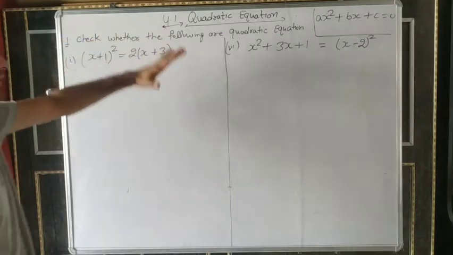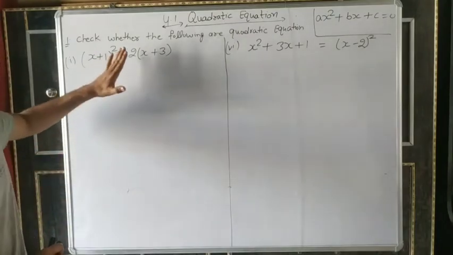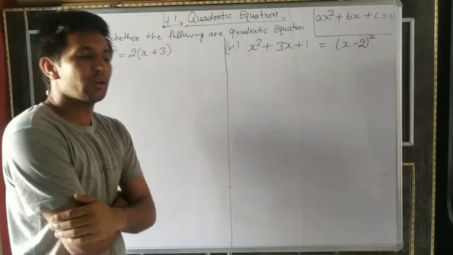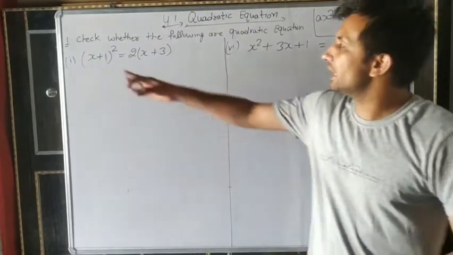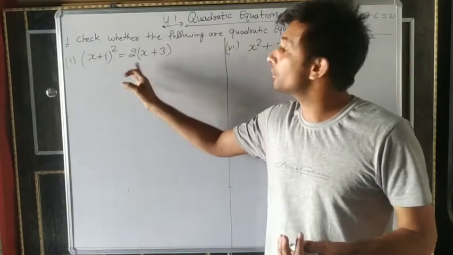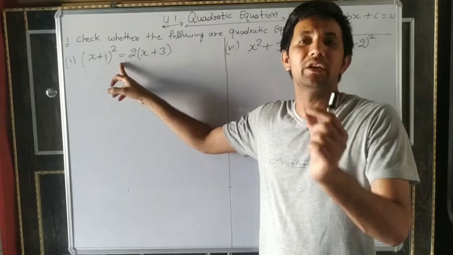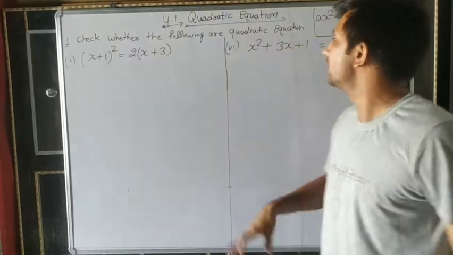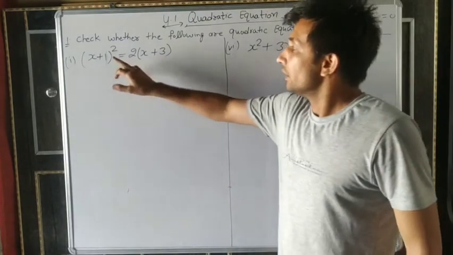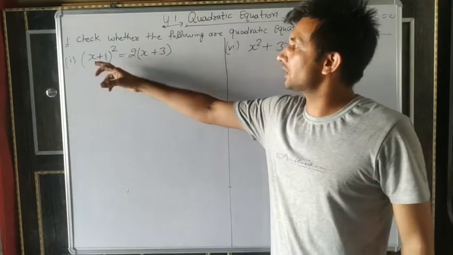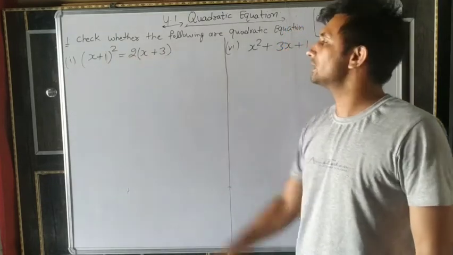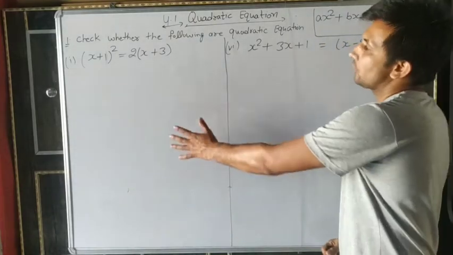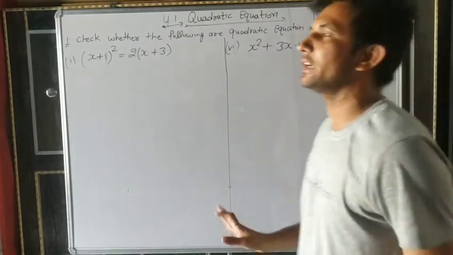Exercise 4.1. So first question, check whether the following are quadratic equations. Only we have to check these equations. These are also equations, because if an equal sign is given, it means it is an equation. Okay. And remember, first is x plus 1 whole square equal to 2 into x plus 3. It is the first part. Only we have to check whether it is a quadratic equation or not.